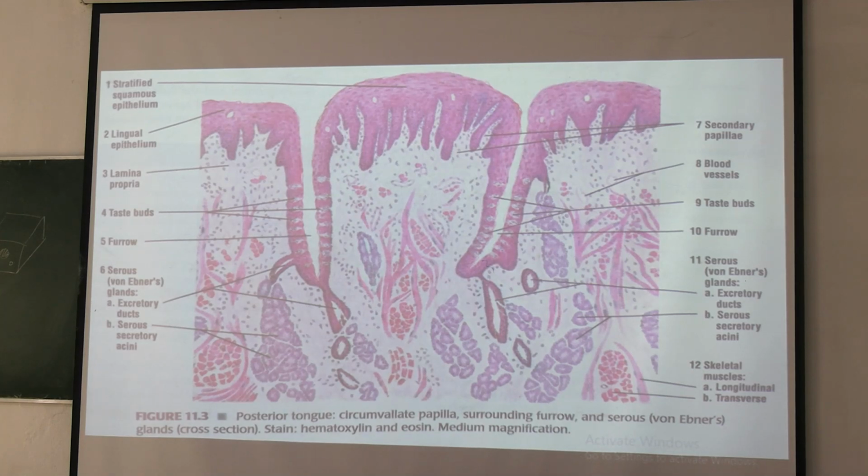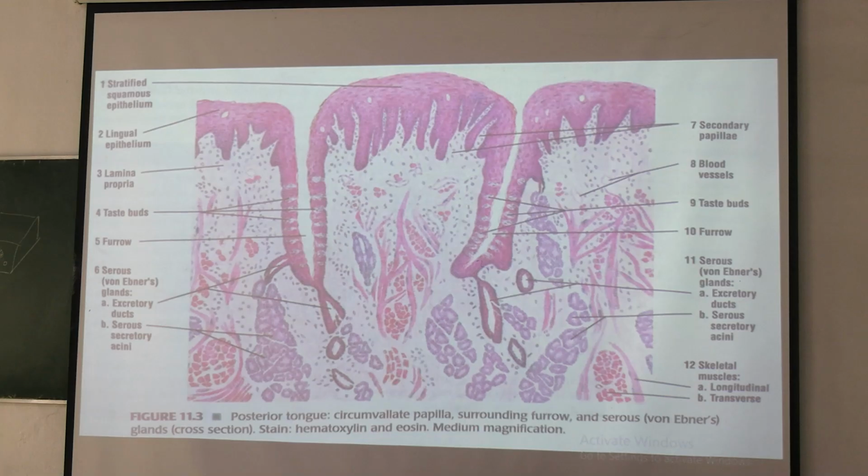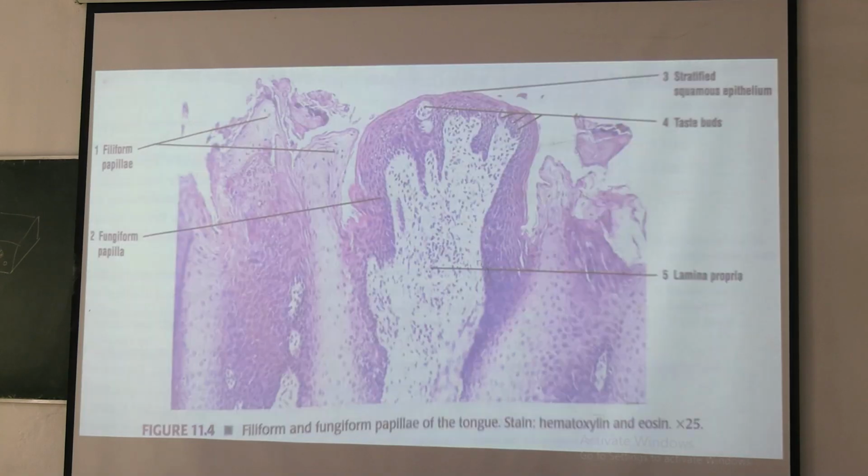If visible, you have to identify the taste bud, okay. Not always visible taste buds. These are the section of some glands. These are the muscle fibers and connective tissue, sections of blood vessels, okay. Like this you will see.